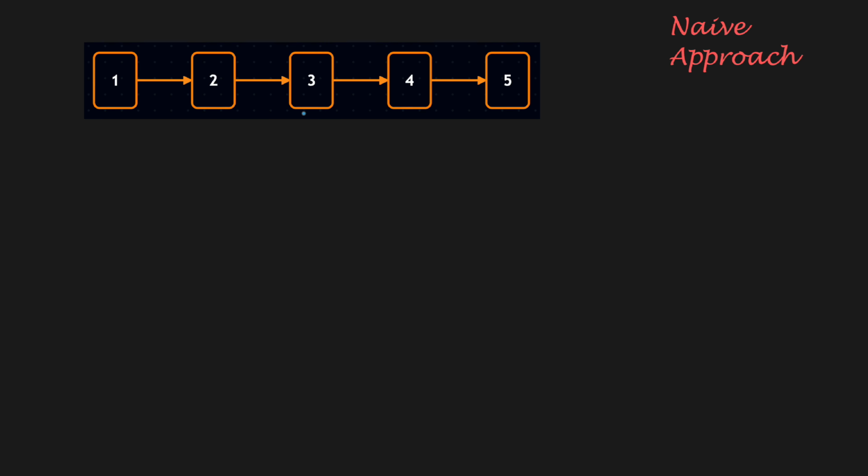Now in terms of solution, one of the simplest ways is to first traverse the entire list to calculate its length. For example, here the length is 5. And once we know the number of nodes, we can easily figure out which node is the middle one, because it will be at L by 2 distance from the first node. So here L is equal to 5. So the middle node here will be 2 nodes away from the first node.